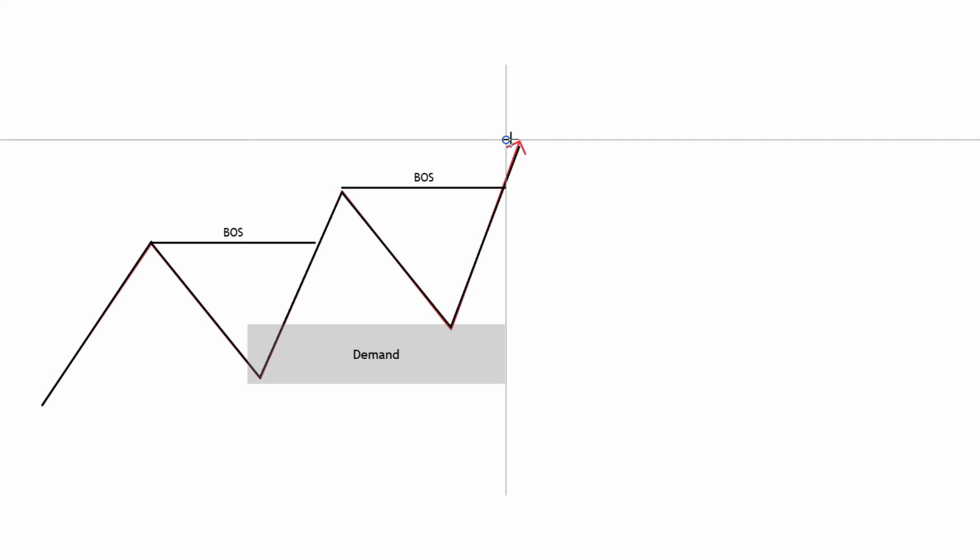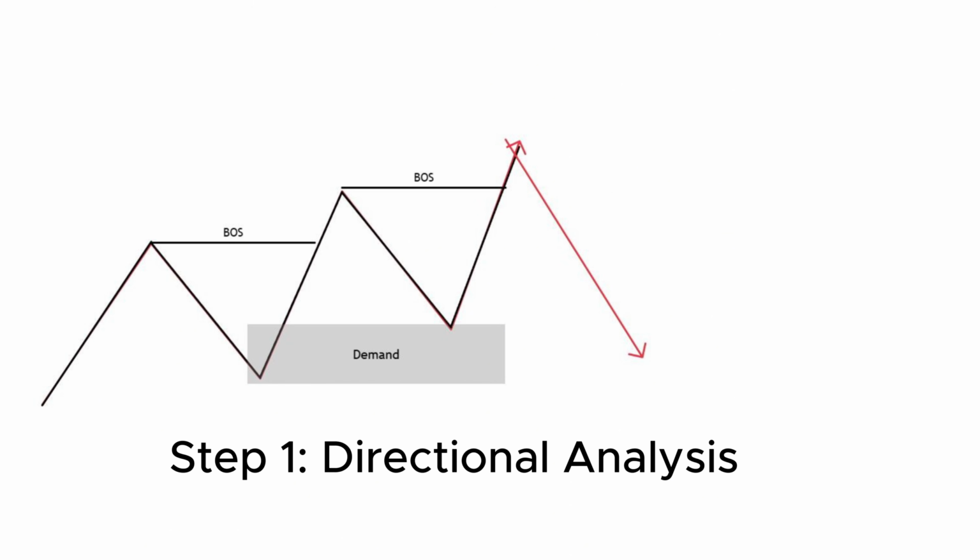Now eventually the market will break down below the last low, even if the market is following an uptrend, and it's important that we see it. It's what we do on the first step, which is analyzing the direction of the price action. And when the last low breaks down, the trend changes from an uptrend into a downtrend.